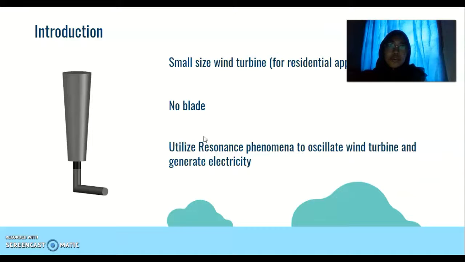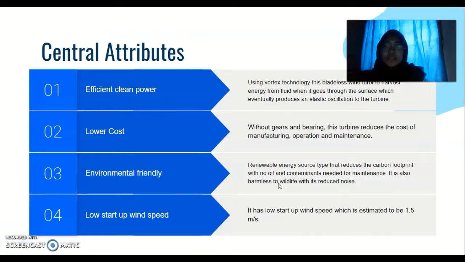It is a small size wind turbine which is only applicable for residential users, and it has no blade. It utilizes the resonance phenomena to oscillate the wind turbine and generate electricity. So there are four central attributes of our product, which is, the first one, efficient clean power.